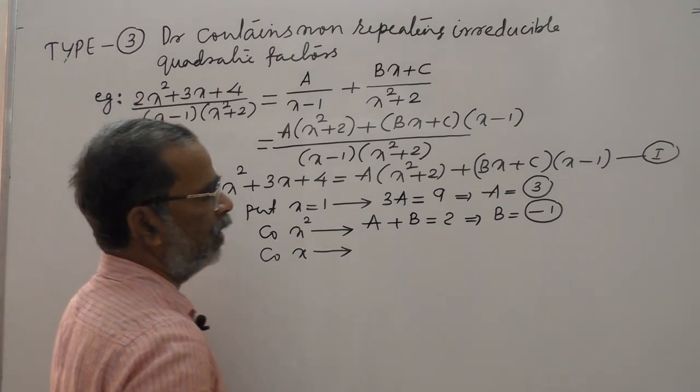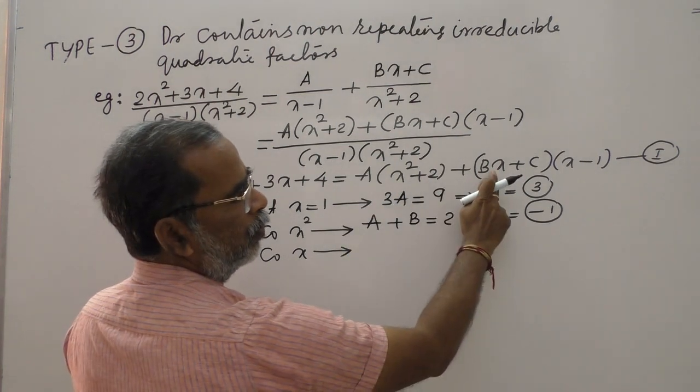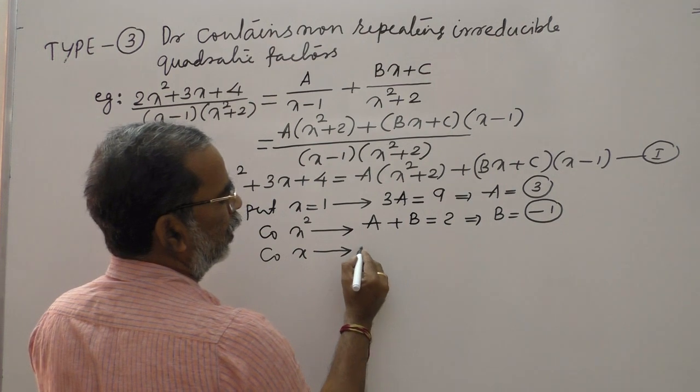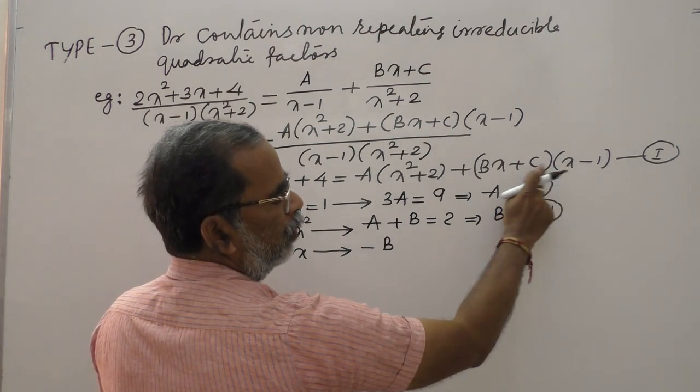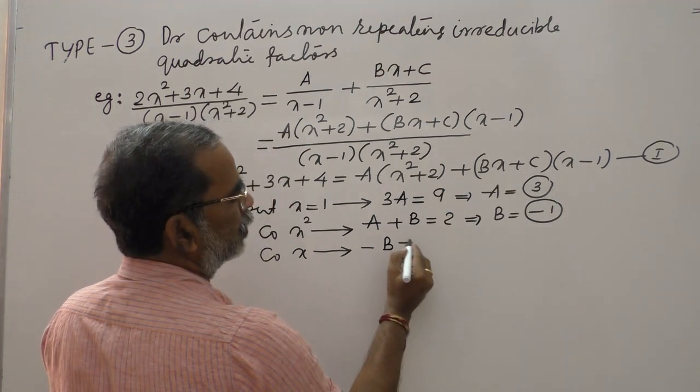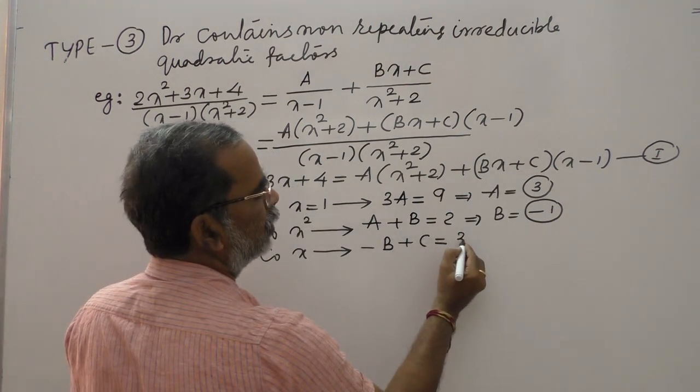Next, similarly, equating the coefficients of x or coefficient constant terms. So I am equating x coefficient. In the first one, there is no x term. Here bx into minus 1 minus bx, coefficient is b. On multiplying c into x, cx, coefficient is c. On the left side, it is 3.